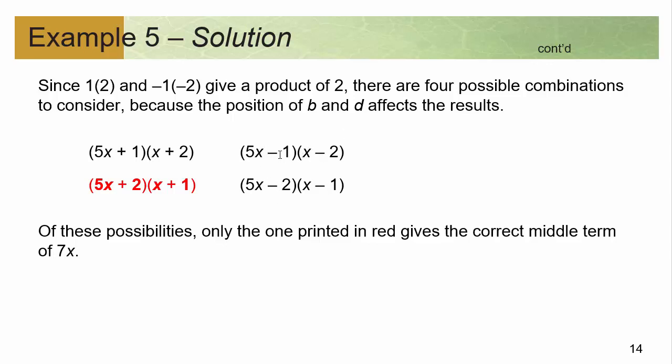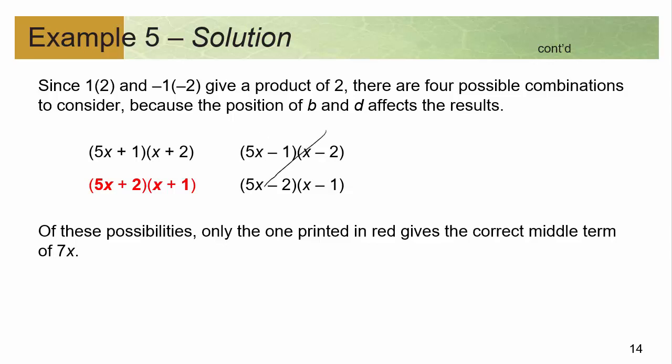outer, right? So like for instance, this would give us -1x. This would give me -10x. And when I add those two together, that gives me -11x. There's no way I'm going to get a positive 7 with negatives in the middle, right? So we know right off the bat, the negatives are no good. So we're just going to try these two.